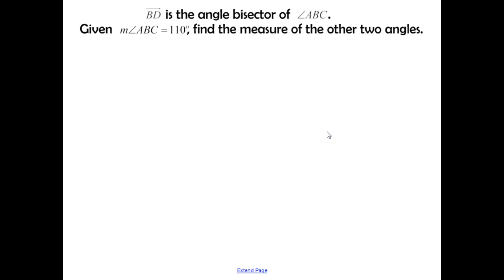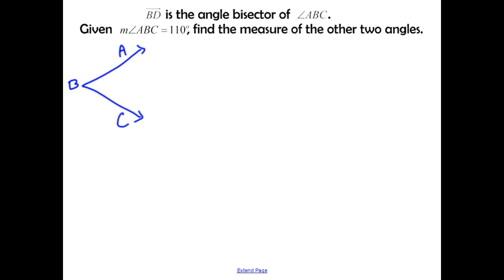Now let's take a look at this example. This one is different just because it doesn't give us a diagram, so it's just a little bit more work on our part. It says ray BD is the angle bisector of angle ABC. So first, let's draw our diagram. Remember, you should get in the habit of it. Whenever you don't have a diagram given, you always want to make sure you draw one for yourself first.